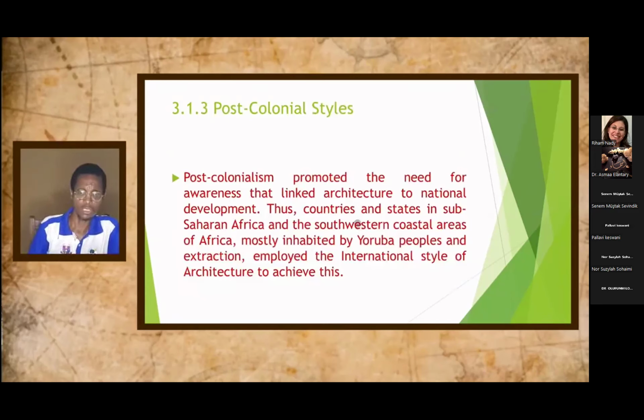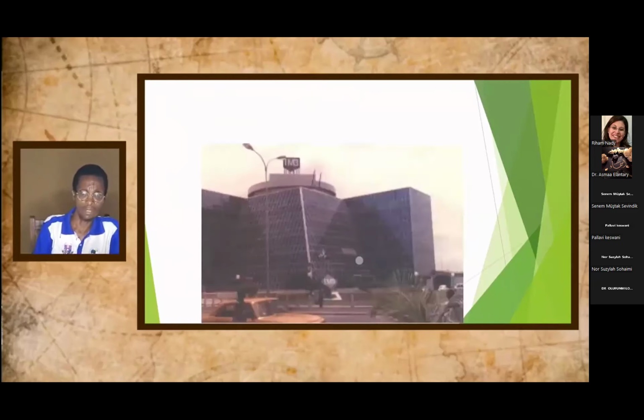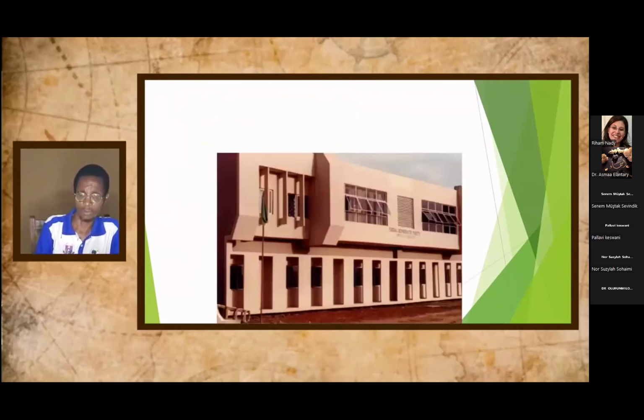post-colonialism, which promoted the need for the awareness that linked architecture to national development. Thus, countries and states in sub-Saharan Africa and southwestern coastal areas of Africa, mostly inhabited by Yoruba people and Yoruba extraction, employed the international style to achieve this. And this is an example of post-colonial architectural influence in the Yoruba townscape.